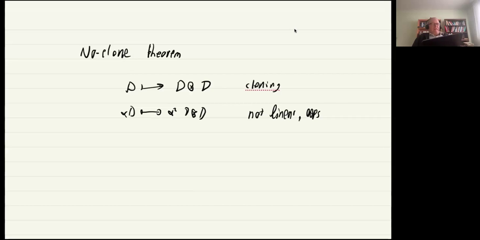Now, I suspect this even has a name attached to it, but in a sense it's nothing more than the fact that the map which takes a density D to D tensor itself is not a linear map. So there's no quantum operation which will take this input and give you this as output.